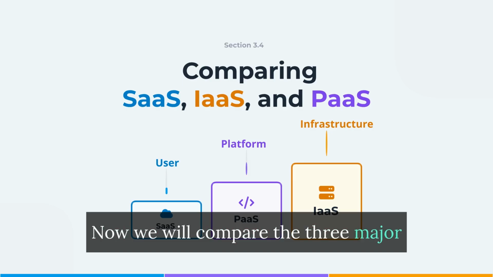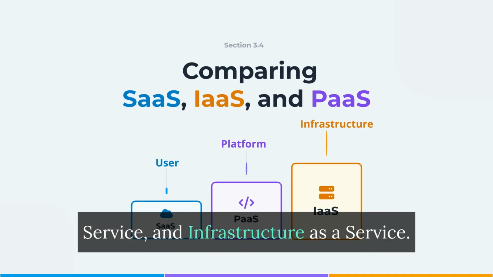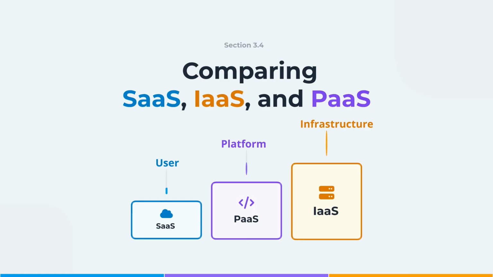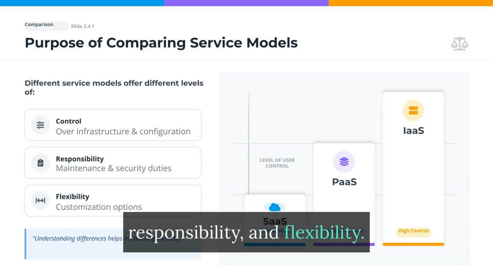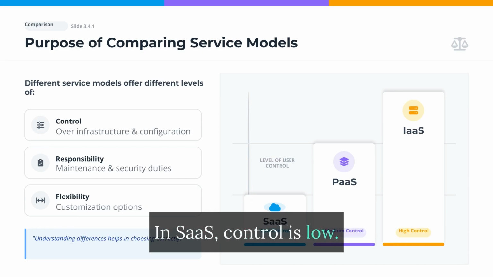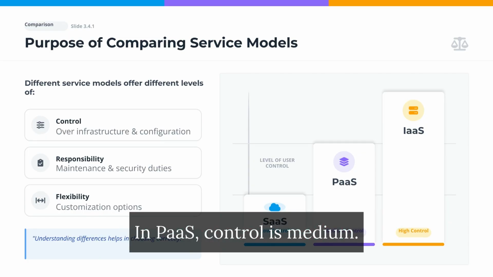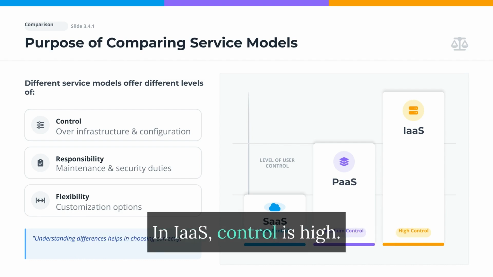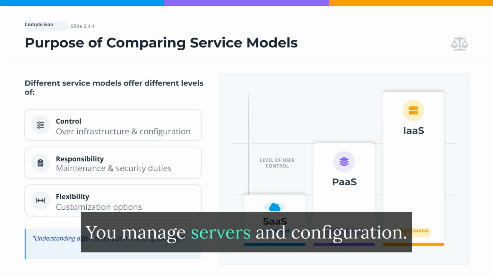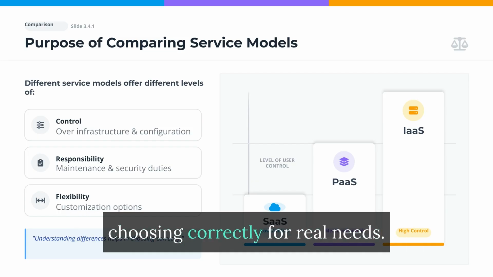Now we will compare the three major cloud service models: software as a service, platform as a service, and infrastructure as a service. The purpose of comparing service models is to understand different levels of control, responsibility, and flexibility. In SaaS, control is low. You just use the software, like Gmail. In PaaS, control is medium. You build apps, but the provider manages the system. In IaaS, control is high. You manage servers and configuration. Understanding these differences helps in choosing correctly for real needs.